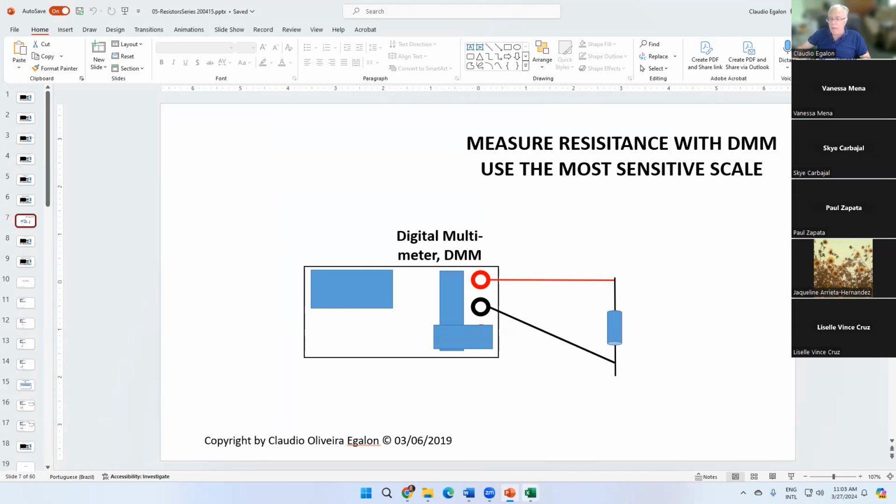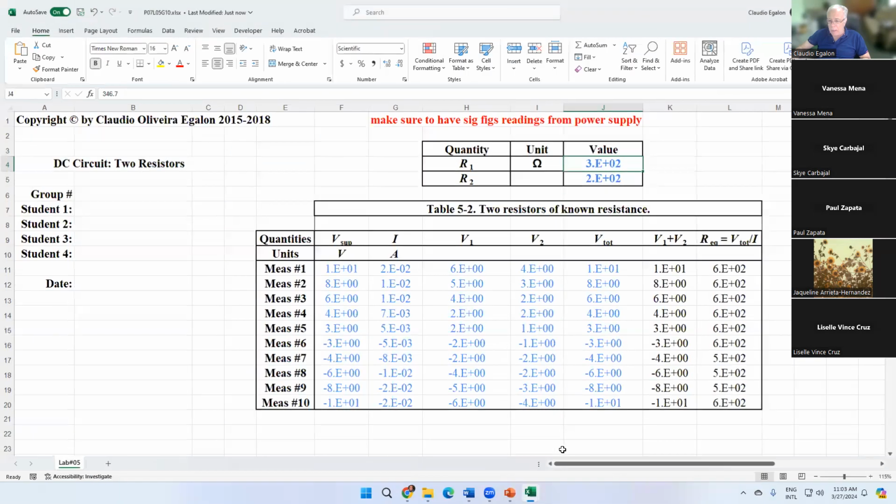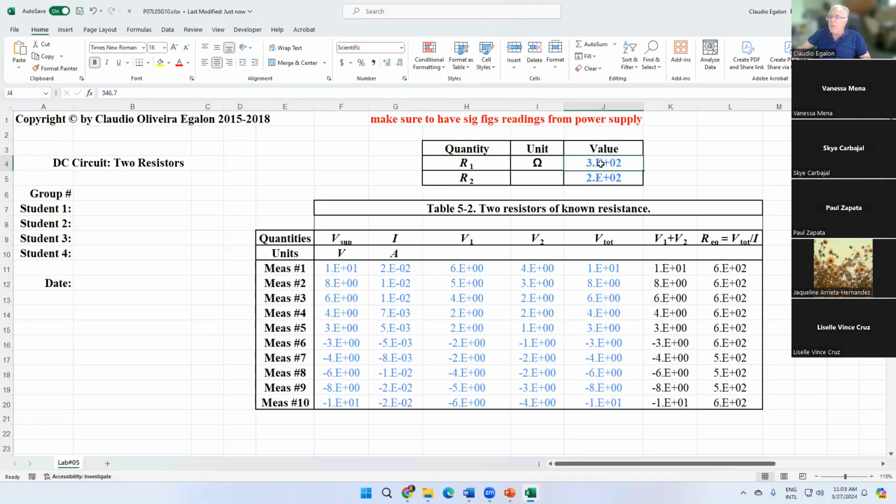Okay, and then you log the resistance values right here. One resistor here, another resistor here. This one is 346, this one is 220.5. Don't forget the units of resistance. Okay.